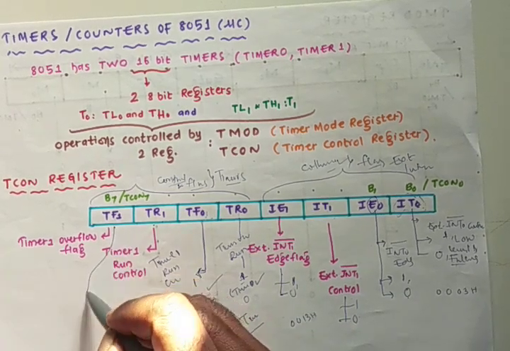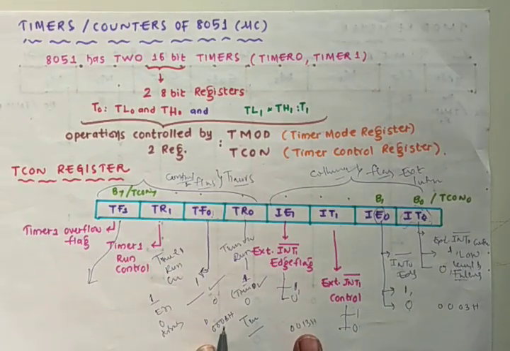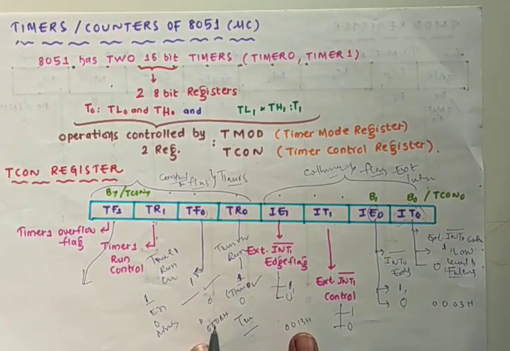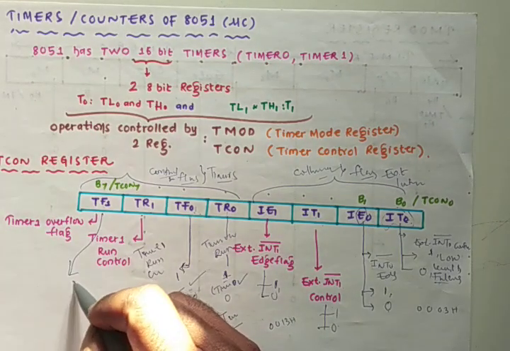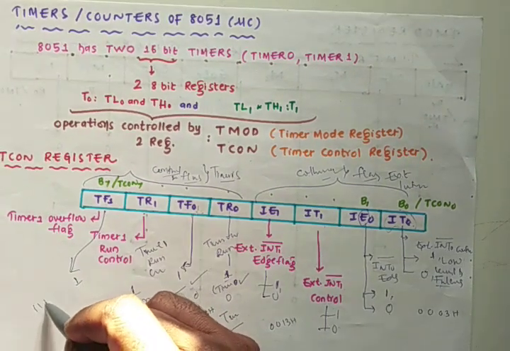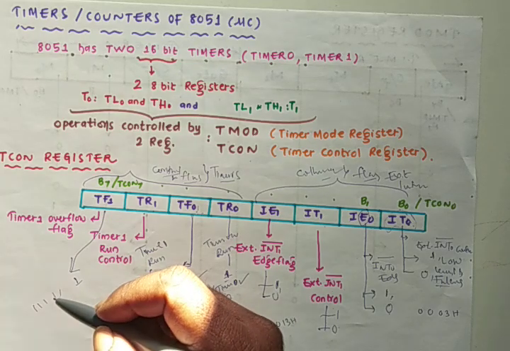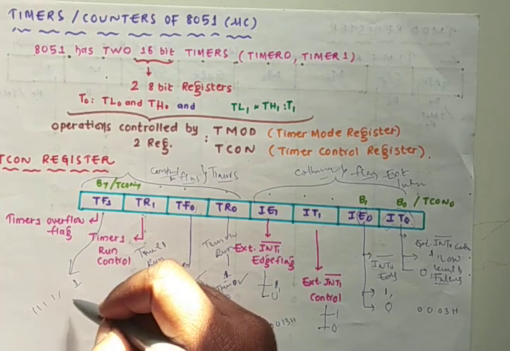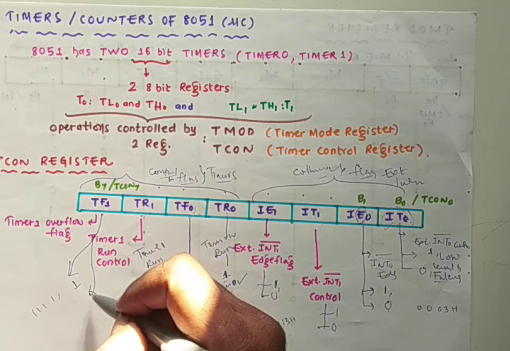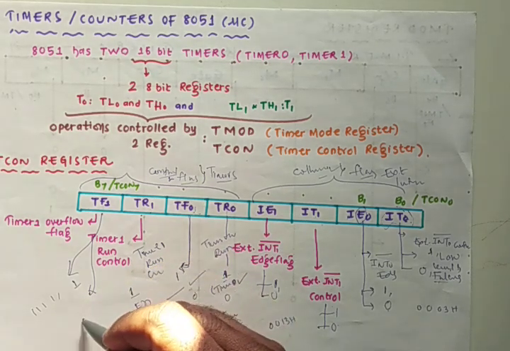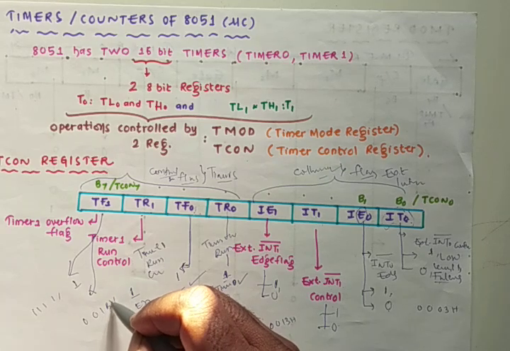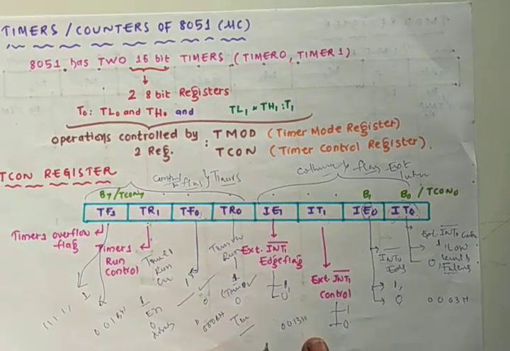Coming to here, it is also the timer 1 overflow flag. The timer 1 overflow flag will be 1 whenever all the ones move to 0, and otherwise it will be 0, so that program control moves to 001BH. This is about the TCON register.